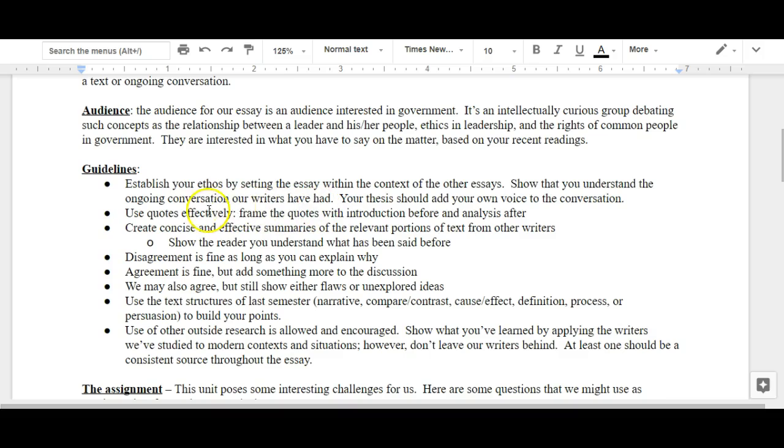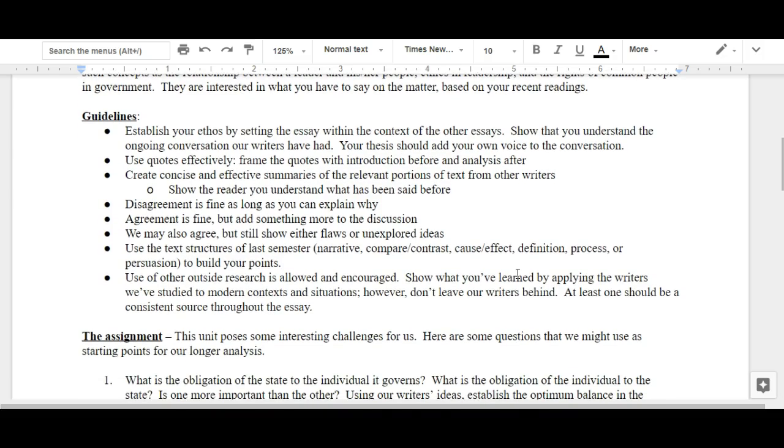Make sure, especially with this one, to use your quotes effectively. Set them up with an introduction beforehand, some context. Make sure to analyze them before moving on. Remember also that you can use outside research. You can show what you've learned by applying these writers to modern contexts and situations, but don't leave our writers behind. At least one writer from our readings should be a consistent source throughout your essay.